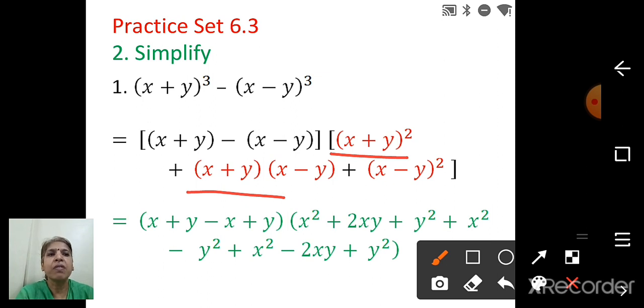So in place of a we are having x plus y the whole square plus ab. So in place of a we are having x plus y, the whole bracket multiplied with x minus y, plus x minus y the whole square. So we have substituted the values in the formula a cube minus b cube. Now next step we will simplify them.